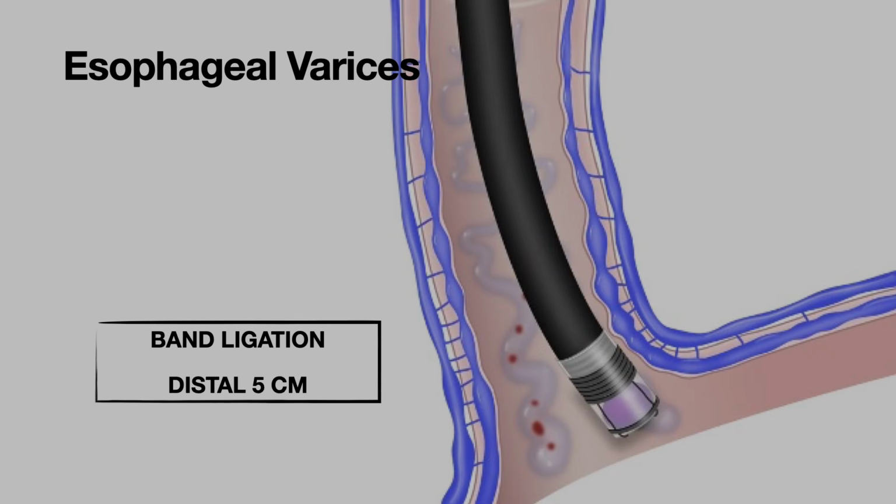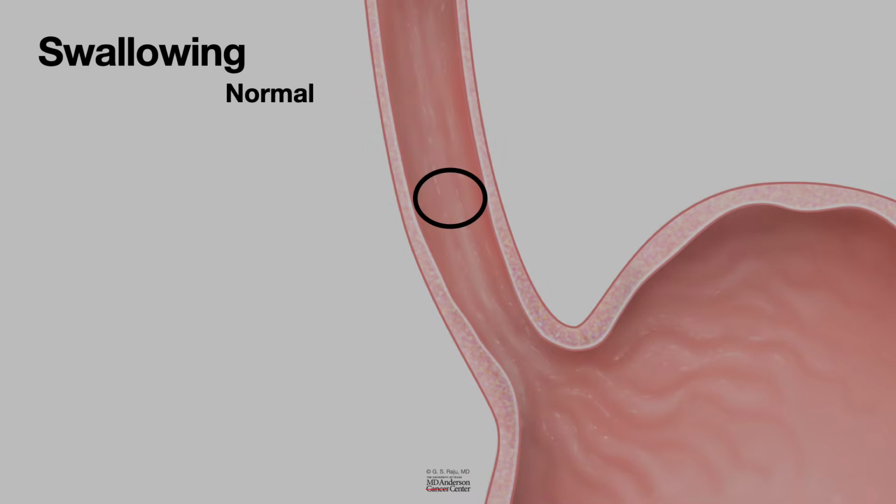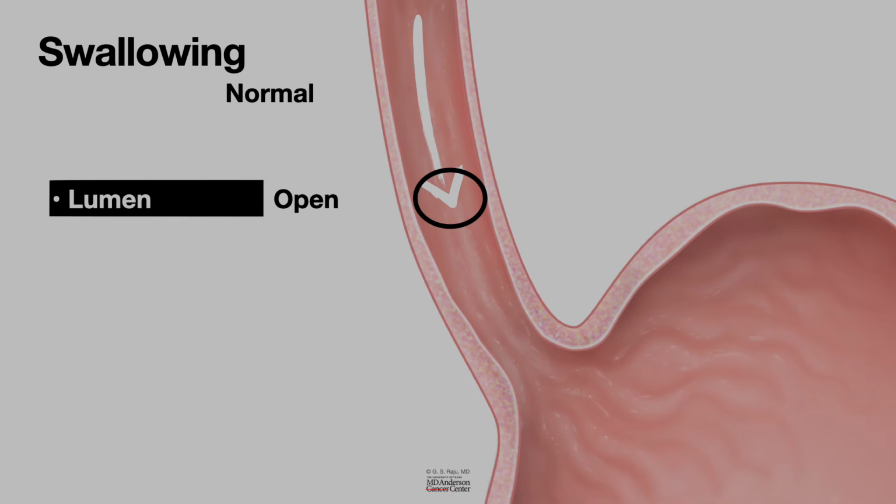You should band close to the GE junction. Now let us talk about a patient who's saying, I'm having difficulty swallowing. So let us look at what normal swallowing is. Once you swallow, as the food enters into the esophagus, it has to go through a lumen that has to be open for it to enter into the stomach.